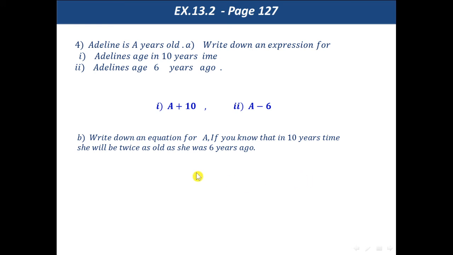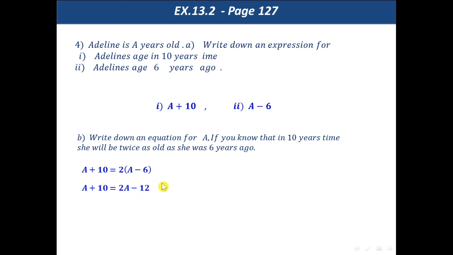Write down an equation for A. If you know that in 10 years time she will be twice as old as she was 6 years ago. Where's the joint between these two expressions? She will be twice as old. This is the joint. So this age, all of it, will be twice this age. How do I write this? In this way. Her age in 10 years time will be twice her age 6 years ago.